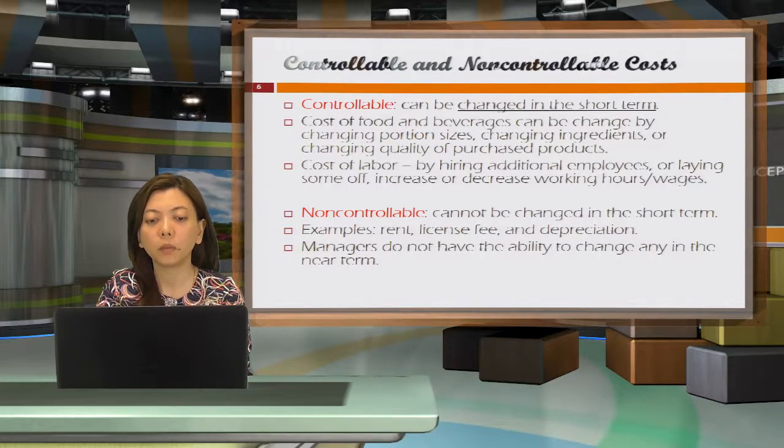For non-controllable costs, they cannot be changed in the short term. Again, for example, you have the rent and depreciation. Normally managers do not have the ability to change these in the short-term period. However, some of these non-controllable costs actually can change. If you look into rent, it will change over a certain period of time.